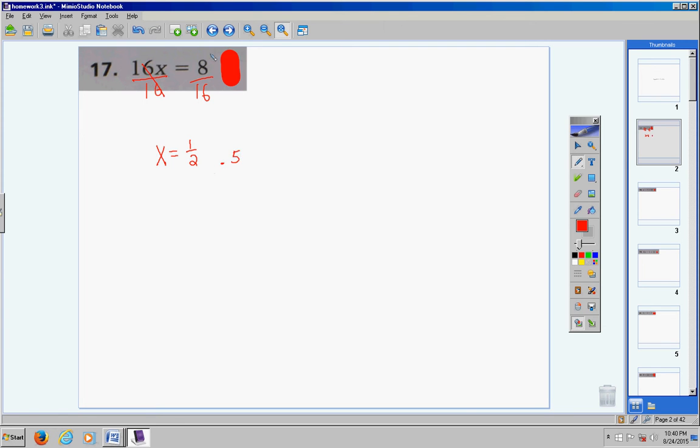If you put 8/16 for your answer on a test or a quiz, I will take points off, okay? You must reduce the fraction or write a decimal.